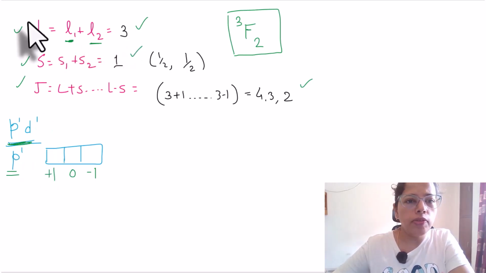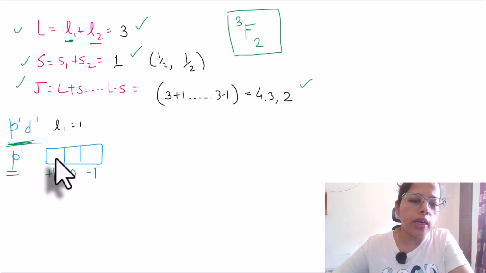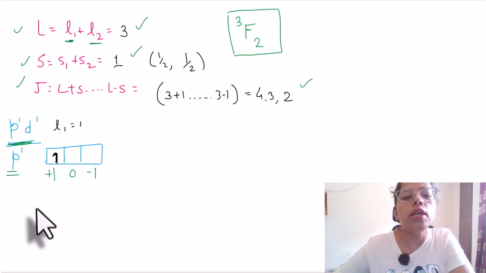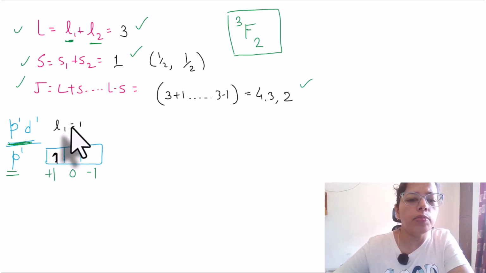So for P1 configuration, we have L1 equal to 1, and the electron can occupy any of these positions. So let us say there's a single electron and it can occupy any of these positions. So let us suppose this single electron is sitting somewhere here. So L1 comes out to be 1 because it's a P1 configuration.